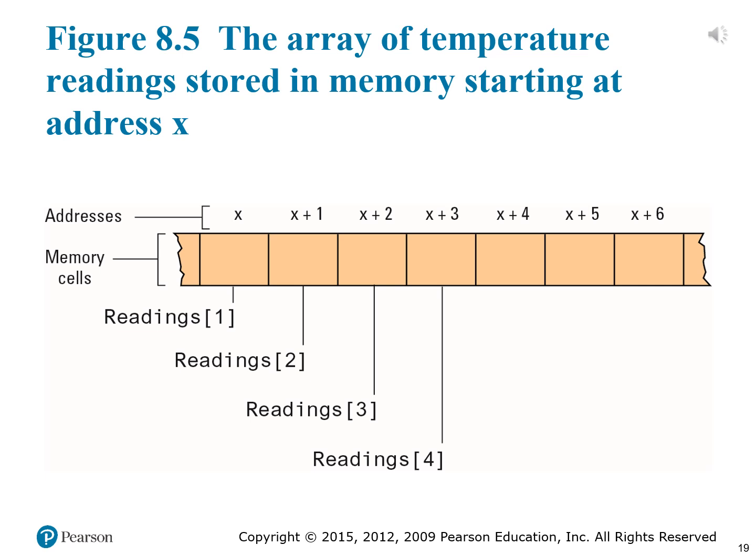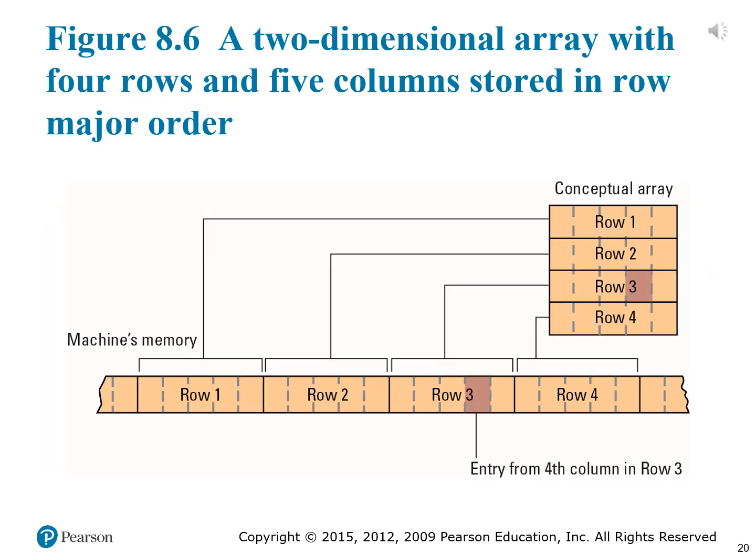If the address of the first cell in the sequence is X, the location of the fourth element is addressable by X plus 3. If the array were stored starting at address X, then the entry in the third row, fourth column, would be at address X plus [5 times (3 minus 1)] plus (4 minus 1), which equals X plus 13.